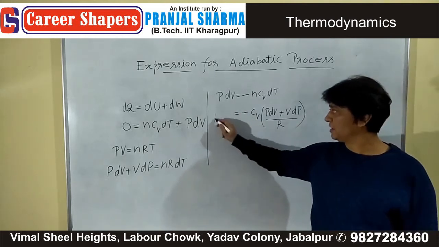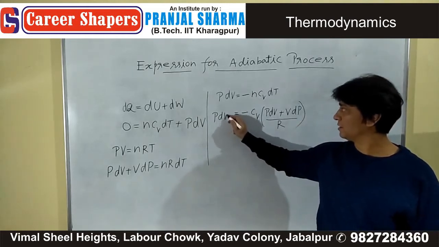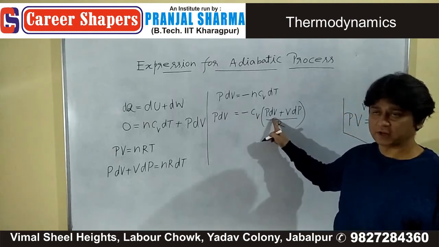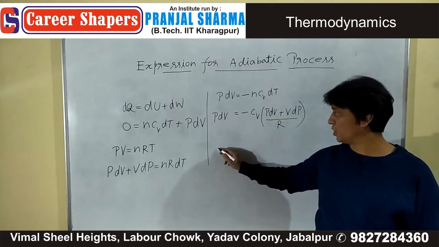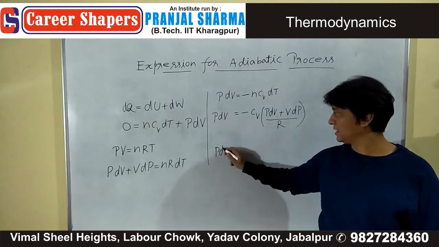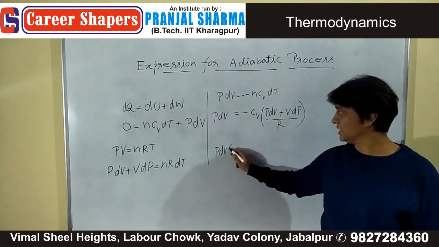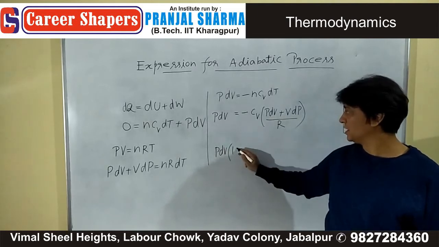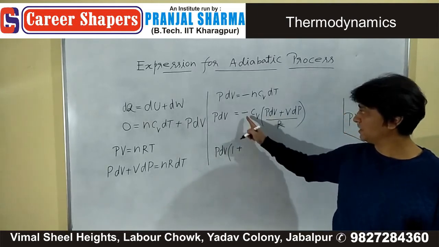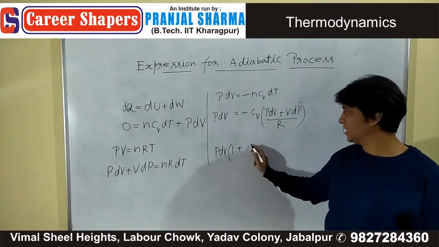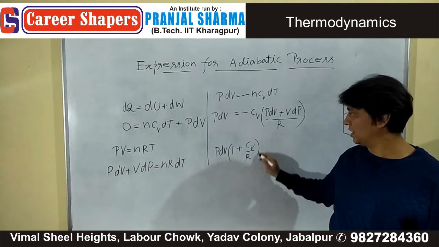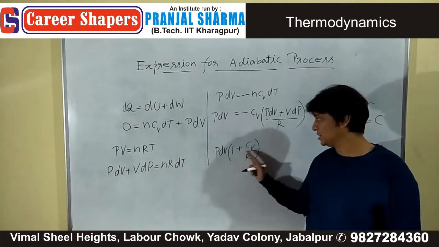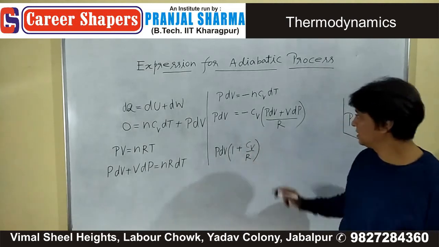This is P dV. This is also P dV. Take this P dV to this side and you get what? P dV common. Inside you've got 1 plus P dV. This negative sign, move it to the left, it becomes Cv upon R. 1 plus Cv divided by R.